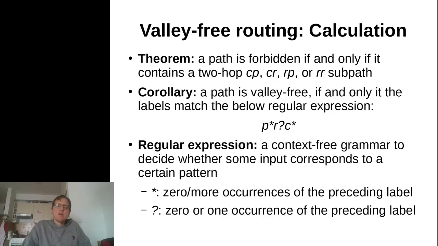A path is forbidden if and only if it contains a two-hop path marked by CP, CR, RP or RR. Okay, so these are the four cases that we need to remember. Whenever a path contains a succession of two links marked by C and P, or C and R, or R and P, or R and R, then this is a forbidden path. Every other path is a feasible path.